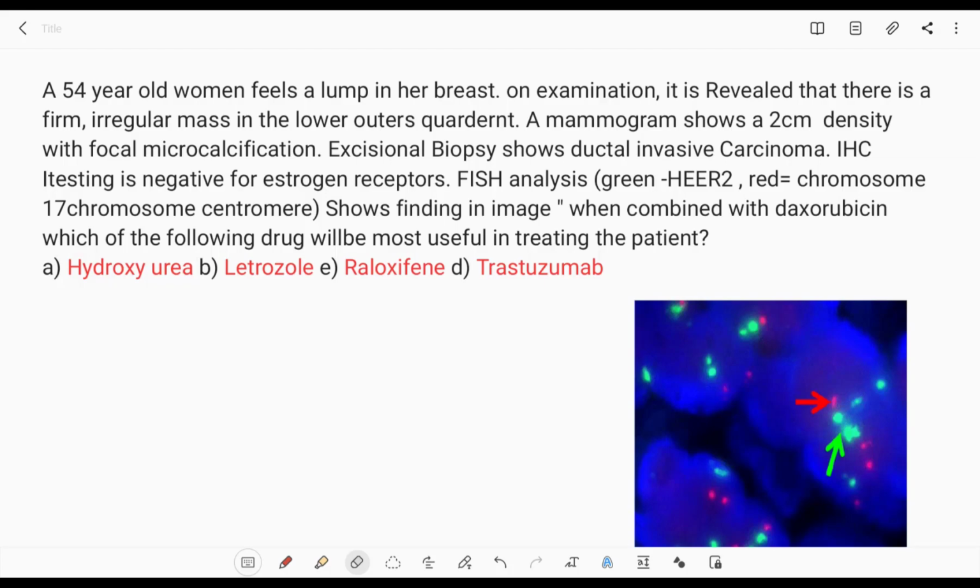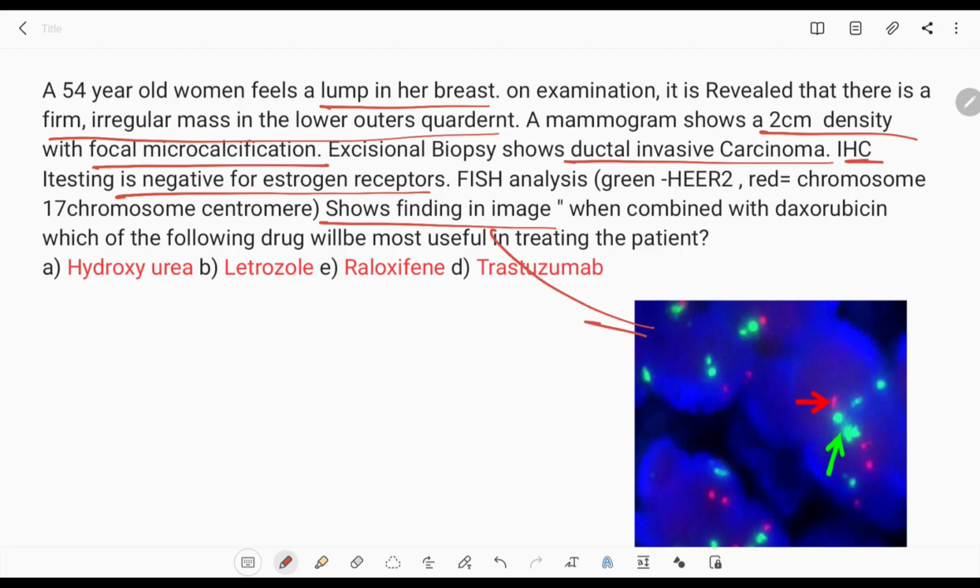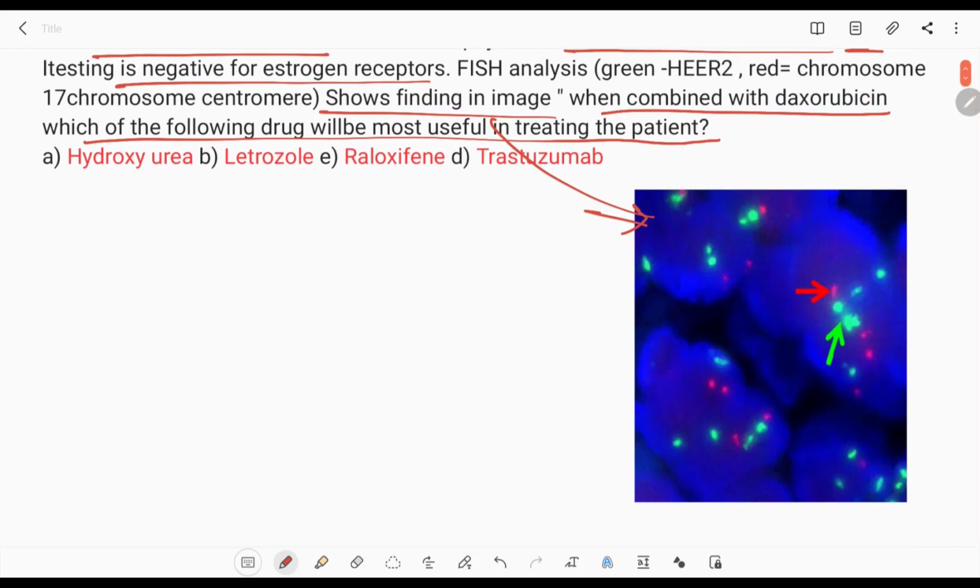A 50-year-old woman feels a lump in her breast. On examination, there is a firm irregular mass in the lower outer quadrant, and mammography shows a density with focal microcalcification. An excisional biopsy shows invasive ductal carcinoma, and immunohistochemistry is negative for estrogen receptor. FISH analysis shows the finding in the image. When combined with doxorubicin, which of the following drugs will be most helpful for treating this patient? Let's approach the question step by step.